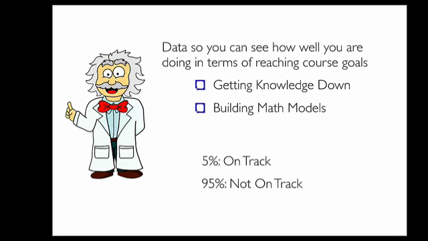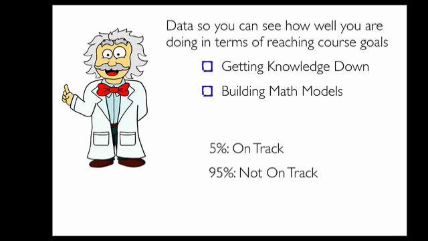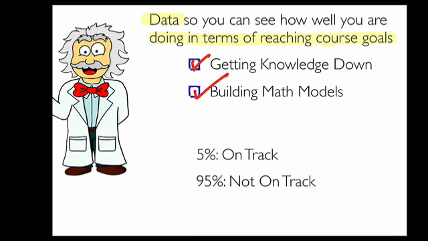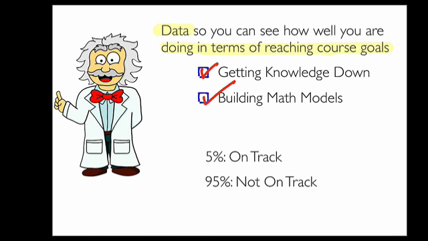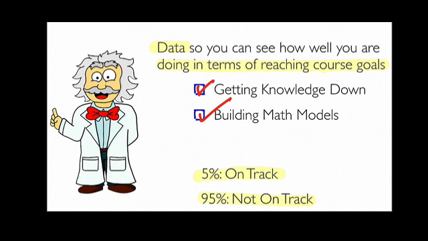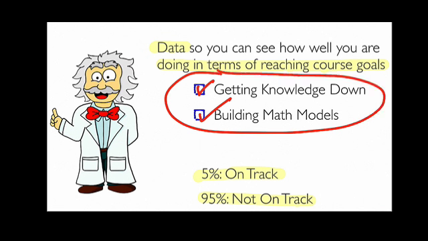As a teacher, I want you to have data so you can see how well you are doing in terms of reaching the course goals. And we picked two really important goals here, getting knowledge down and building math models. Now, what the data shows is that 5% of you are on track and 95% of you are not on track. And of course, I've been taking data all semester, so I have a great deal more data to base this conclusion on. And I've been teaching 25 years, and I've seen this going on for as long as I've been in higher ed, that most people are not really learning how to do these things, so it's not a big deal. But here's kind of where you are as a group.